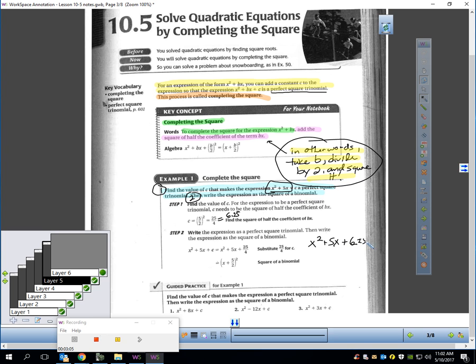Now, in the book, instead of 6.25, they just left it as a fraction. So what they have and what I have are the same thing. Now let's write this as a square of a binomial. Well, both of these are perfect squares. X times itself gives you x squared, and 2.5 times itself gives you 6.25. So the binomial squared that gives you this trinomial would be x plus 2.5 squared, and that's what the book has here. They just wrote it as a fraction. I just completed the square.